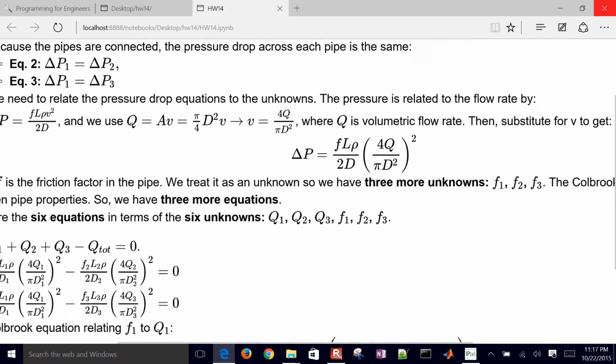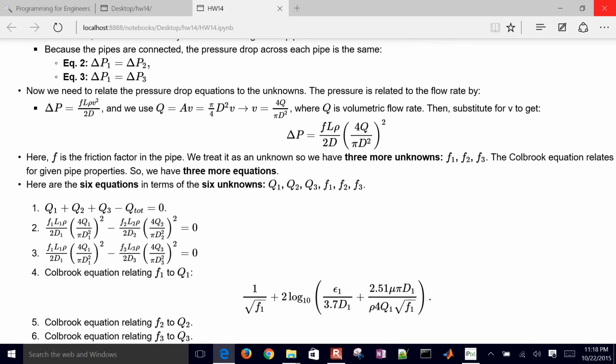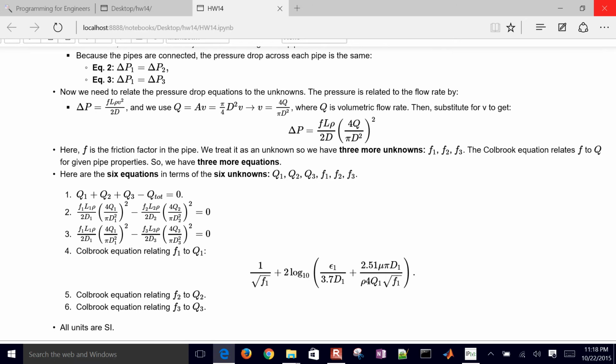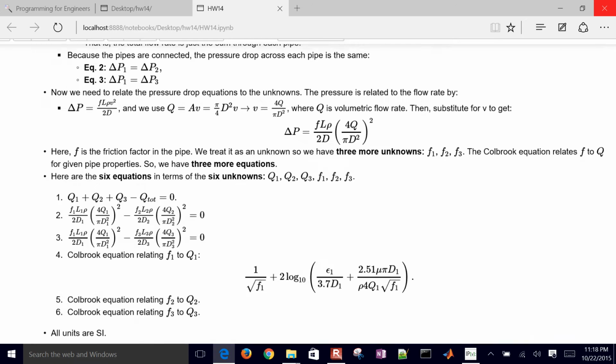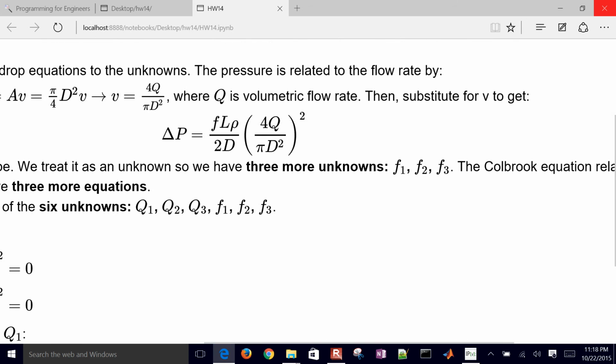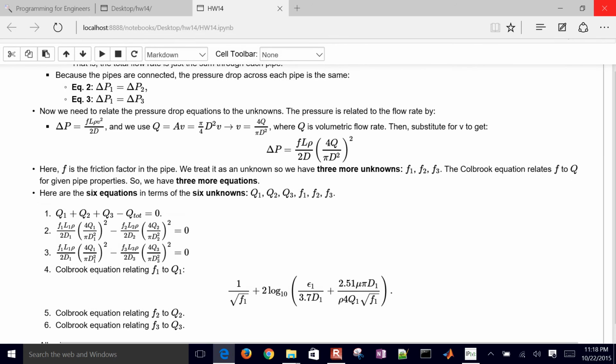We're going to try to simplify this down a little bit. We could just have all of these as separate variables like the pressures and others, but we'll try to get it down to 6 equations and 6 unknowns. So we have the three friction factors, F1, F2, and F3, that are also going to be unknowns, along with our three volumetric flow rates, Q1, Q2, and Q3. We'll use the Colebrook equation, which relates the friction factor to the Q value.